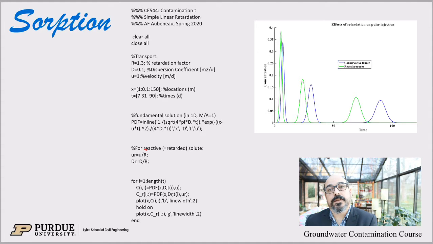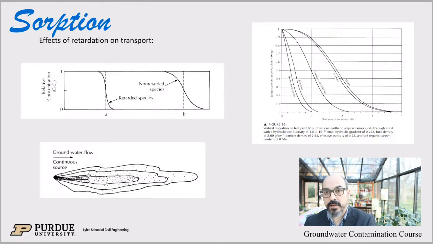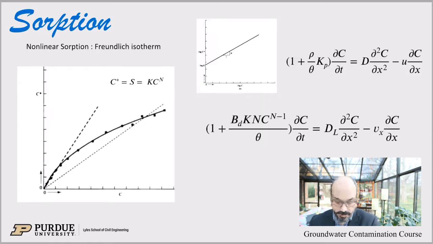Now, a lot of times, things are not so nice, and we get retardation that is not linear, meaning that the amount absorbed and the amount in solution is not constant, or in other words, the amount absorbed to surfaces depends on the amount in solution. So now we have a nonlinear relationship between, again, the amount on surfaces and the amount in solution. So things get a little tricky. So this number here is not a constant anymore.